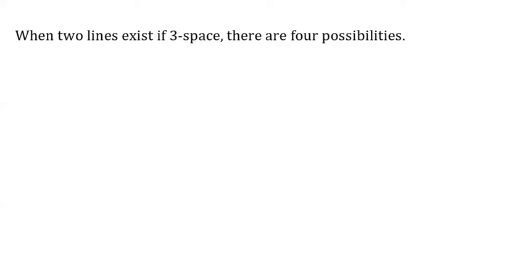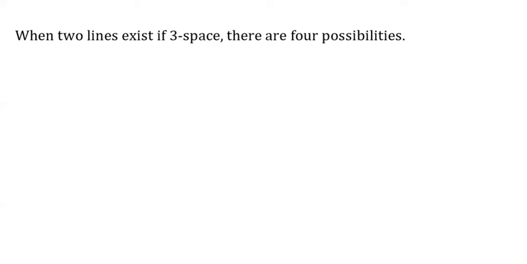Are 3 of them the same as the ones in 2 space? Or not? Give me a minute. I want everybody to write this down and think about it for a second. So in 3 space, there are 4 possible outcomes. Are 3 of them from 2 space? Well, what do you think? In 3 space, can 2 lines do the things they do in 2 space?